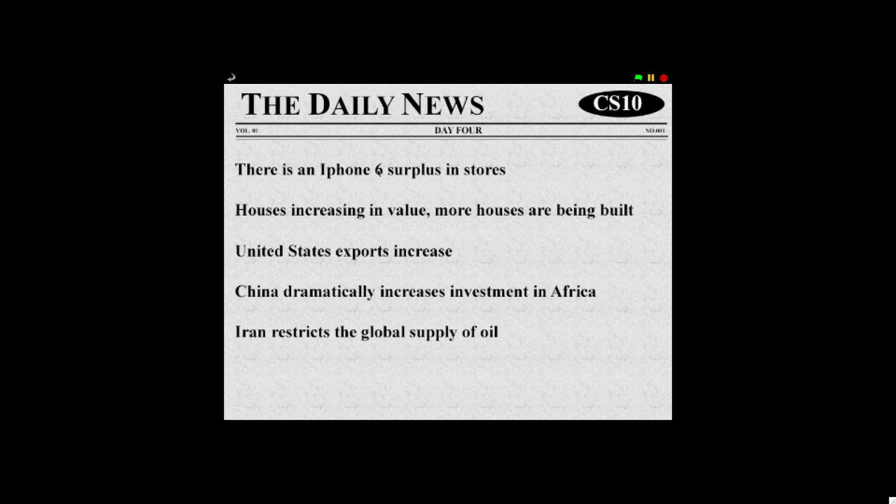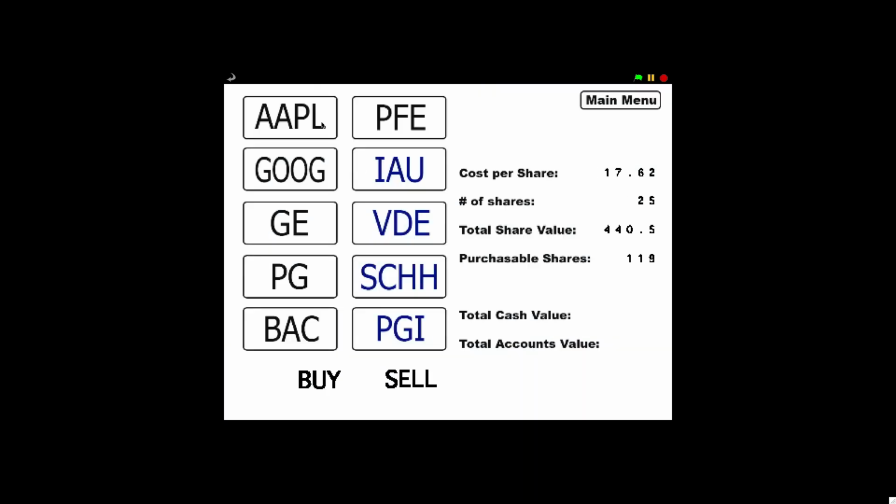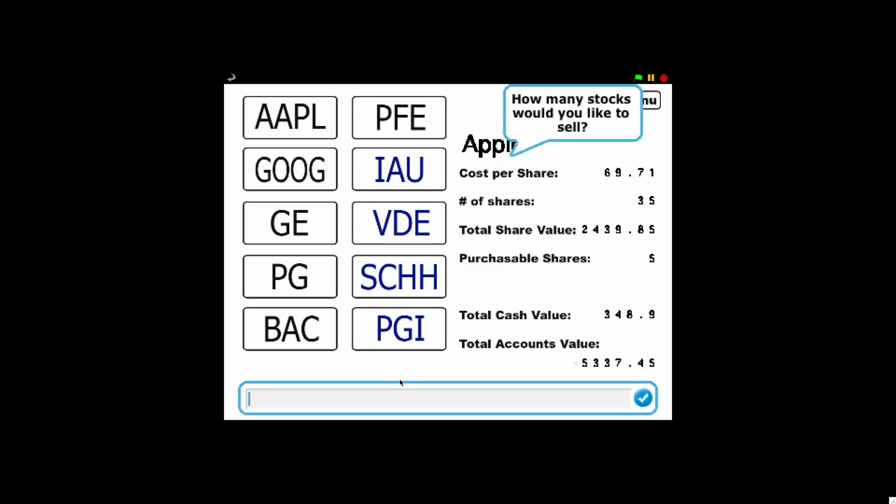So there's an iPhone 6 surplus in stores. See, these news stories are just to help you know how the stock market's going to react and when to buy and when to sell. So maybe we should sell our Apple stocks right now. Let's do that. Let's sell Apple. Let's just sell 30 of them.